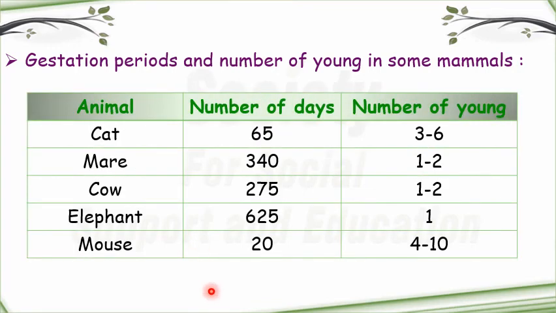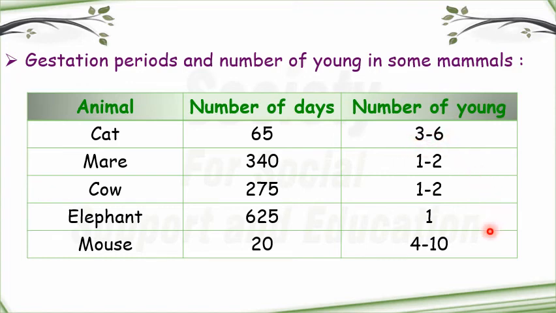Here we will have a table which shows the gestation period and the number of young in some mammals. So if we look at the animals, we have the cat. The number of days is 65 days, where the number of young is 3 to 6 young babies. So, for example, this cat has a gestation period of 65 days and it can give babies from 3 to 6.